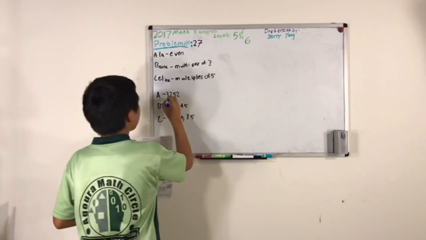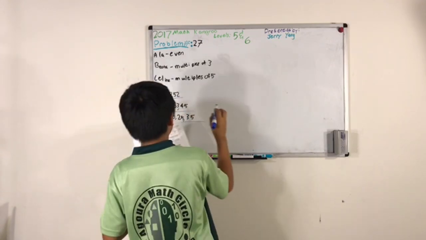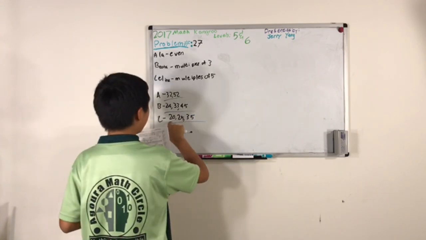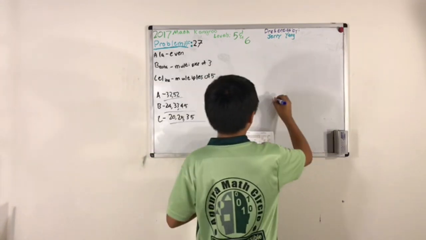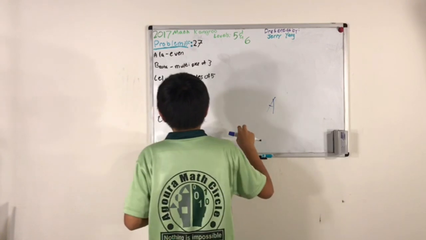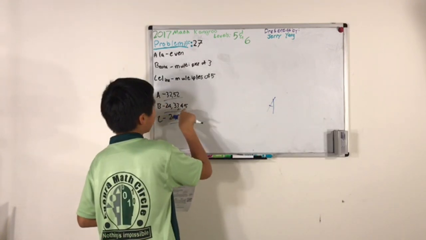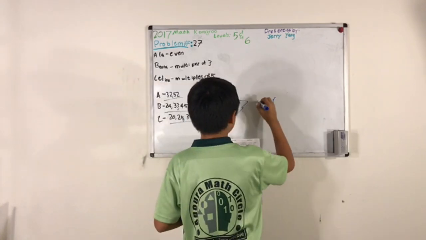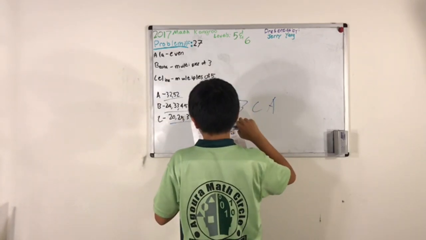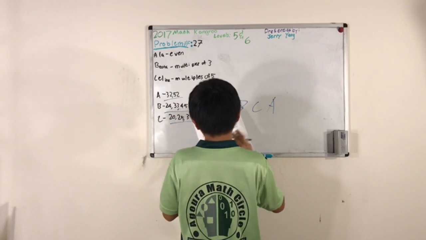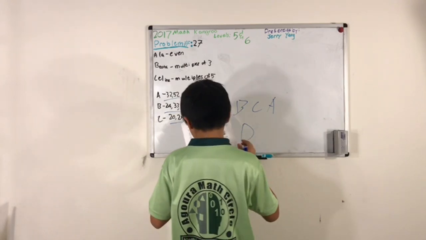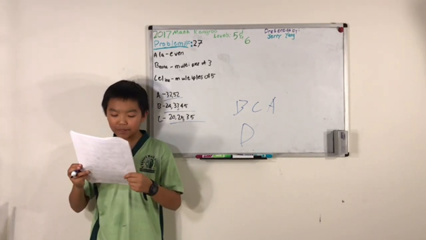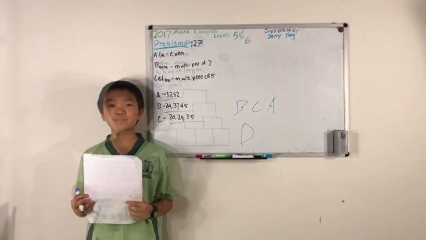Well, we have to look at the numbers that we have. Since we see that B and C both have even numbers, we know that A is probably the last. And then we look over here and we see B has a number divisible by 5. So we know B is first and then C is second. So then we look at our answer choices, and we find that D has the pattern of B, C, A. Therefore, our answer is D, B, C, A.